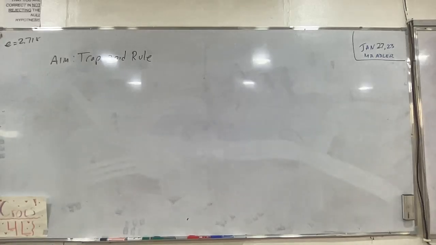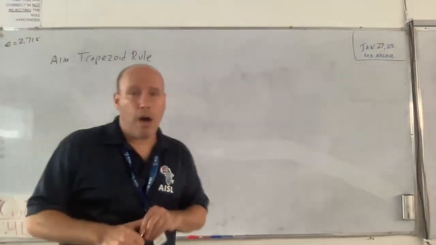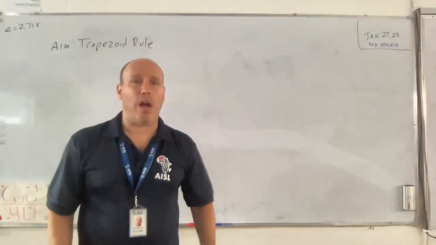Okay, so today we're going to talk about the trapezoid rule. We're almost at the end of the applications of integration unit. The idea here is, in the last couple of classes, we want to find the area under the curve.